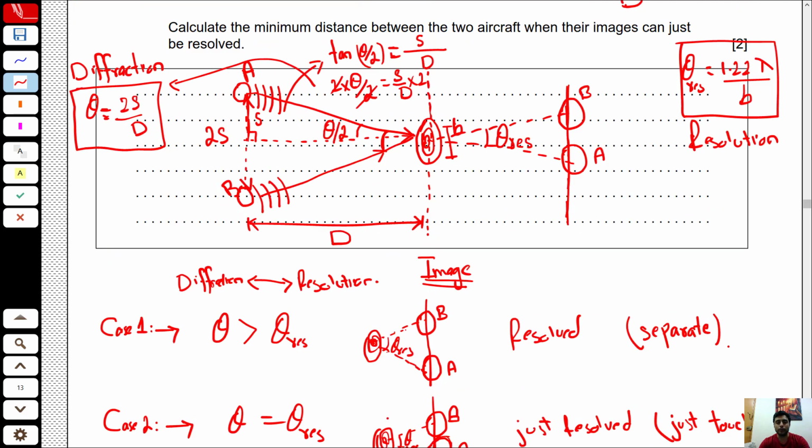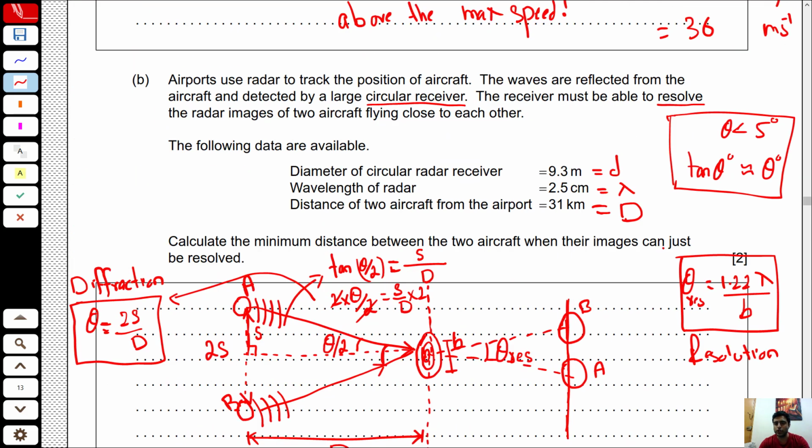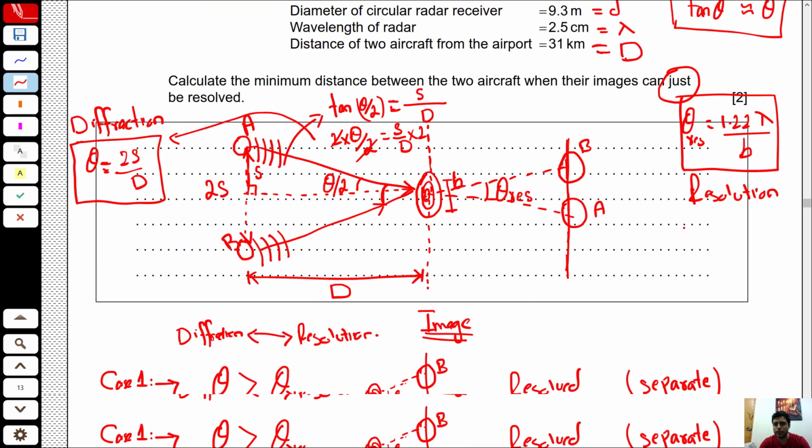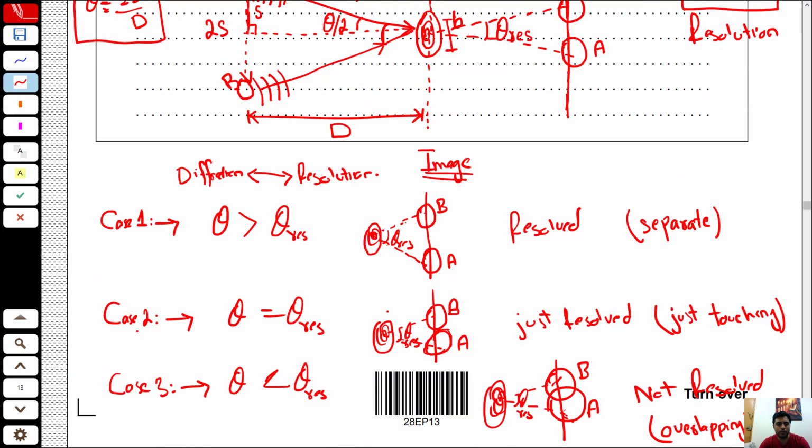So where are we? We are just resolved. We want the two images to be just resolved. Just resolved means it's a case 2 problem, where the two images are just touching each other. Hence we have to make the angle of diffraction equal to the angle of resolution. So we have to make the two angles equal.